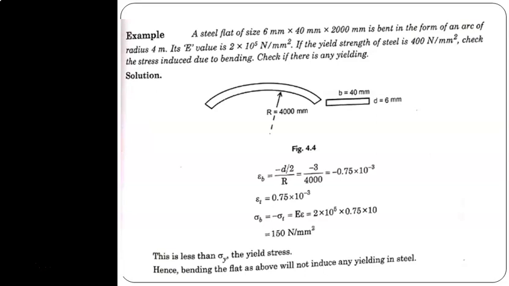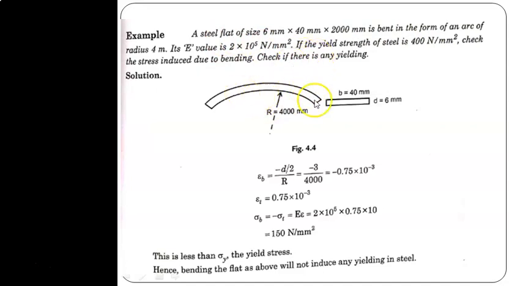A steel flat of size 6 mm into 40 mm into 2000 mm is bent in the form of an arc of radius 4 meter. Its E value is 2 into 10 power 5 N/mm squared. The yield strength of steel is 400 N/mm squared. Check the stress induced due to bending, and check if there is any yielding. So now this is the maximum stress that the steel flat can be subjected to.